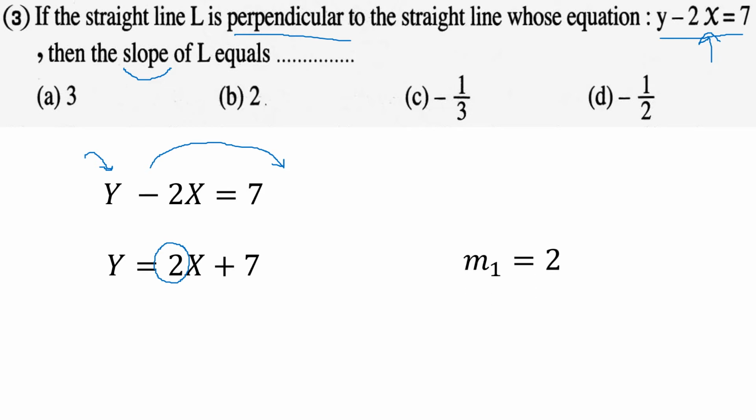Okay. I know that if two straight lines are perpendicular, then the slope of the first line times the slope of the second line equals -1. So if the first one is 2, what do I do? I take the reciprocal and change the sign. So the second slope is -1 over 2.